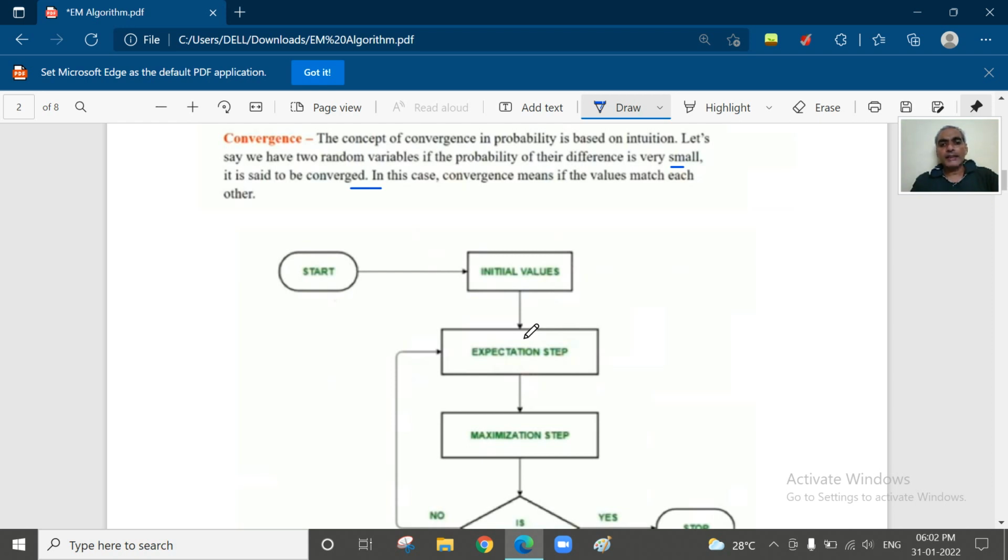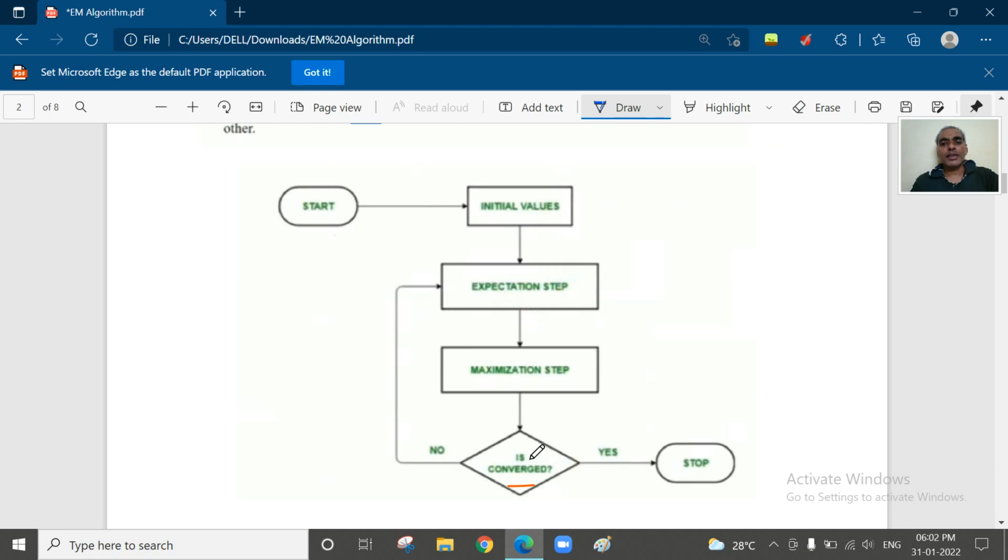So now after maximizing, we are going to check whether it has converged or not. If it has converged, that means if the errors are reduced, then we are going to stop the algorithm. If it is not converged, again we go to the expectation step. That means you are going to make a different guess, and once again you start the same process.